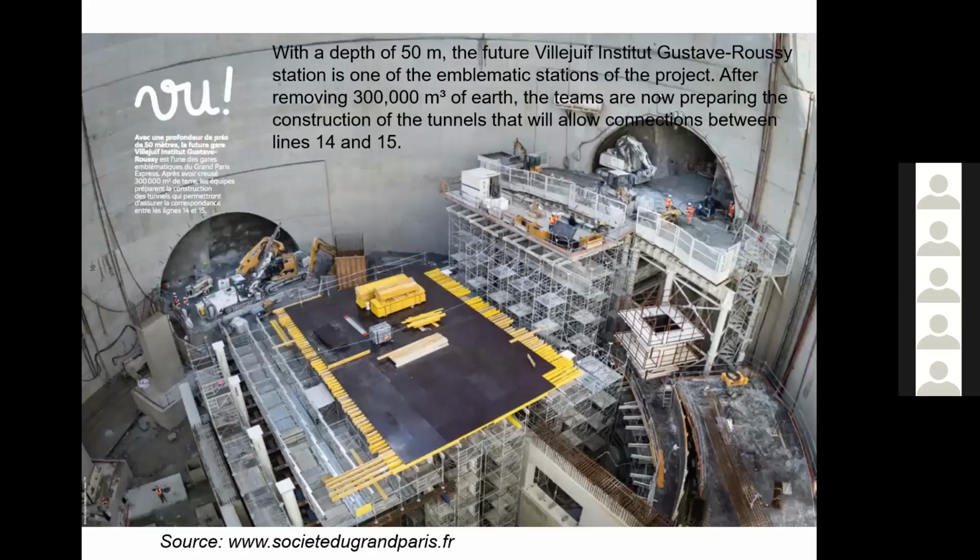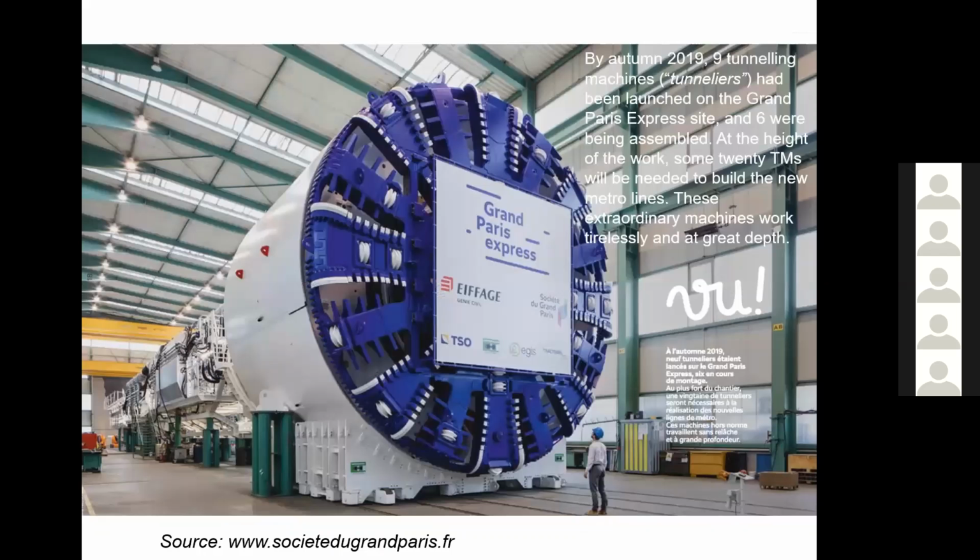This is just to illustrate the issues. Here is the work site of one of the future GPE stations, at a depth of 50 meters. It will be a very big new station because it is at the connection of two of the new lines, 14 and 15. And this is what is called in French a tunnelier, which is a kind of tunneling machine. When the works are in the most critical period, there will be 20 of these machines working simultaneously on the work sites.